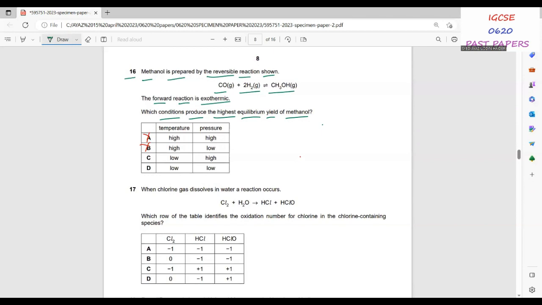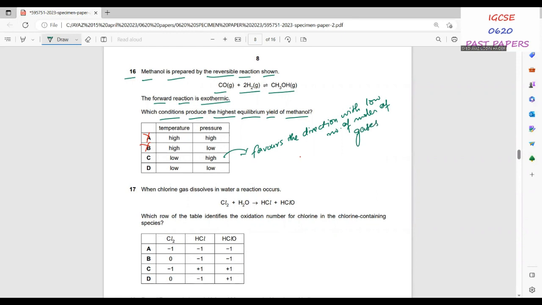So we are left with C and D. Either C is correct or D is correct. Temperature is low in C, so this looks correct to me. What about the pressure? High pressure. High pressure favors the direction with a low number of moles of gases.